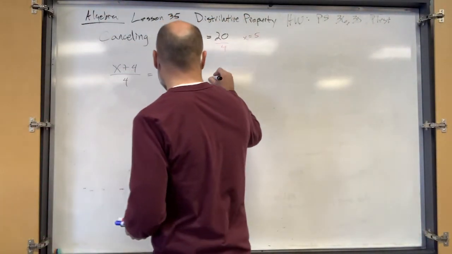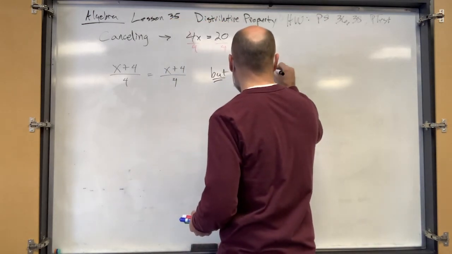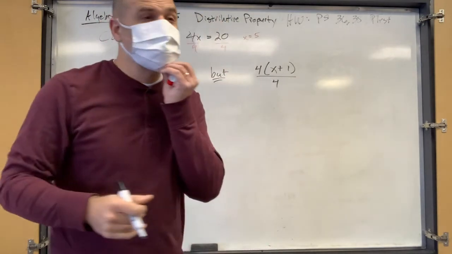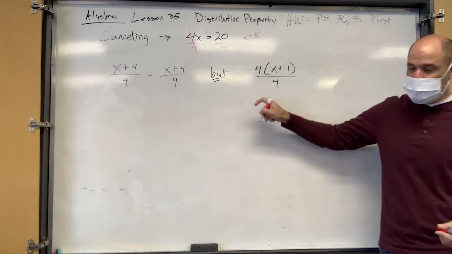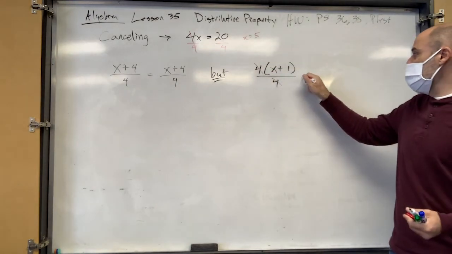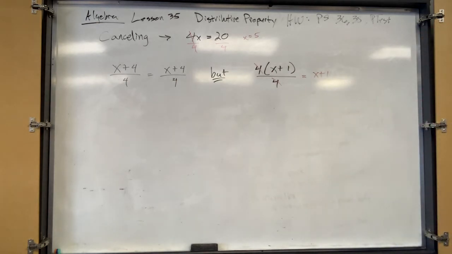But, big but, if you had something like this, 4x plus 1 divided by 4, is something being multiplied by 4 and then divided by 4? Yeah. So this, yes, you can cancel the 4s. And then you're left with a nice x plus 1, and you're done. Okay? Do you see the difference between those two problems?